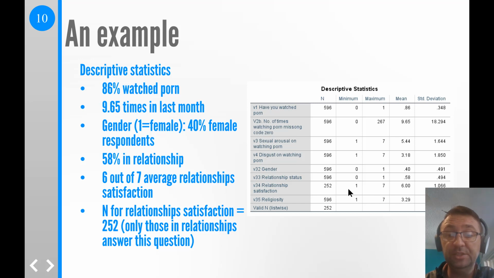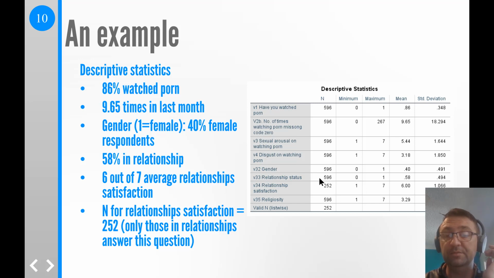Relationship satisfaction. Look here, this is a good example of why descriptive statistics are important. The N for relationship satisfaction is only 252. Why? Because there are only 252 people who are actually in a relationship.